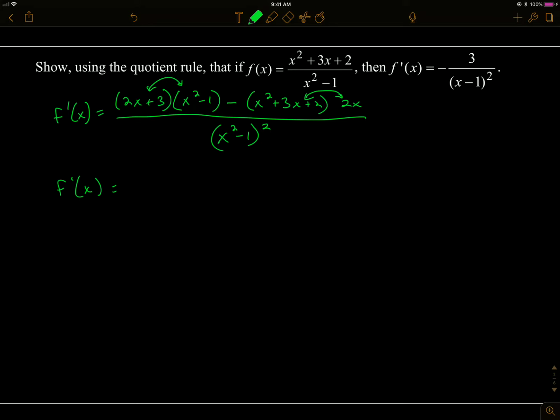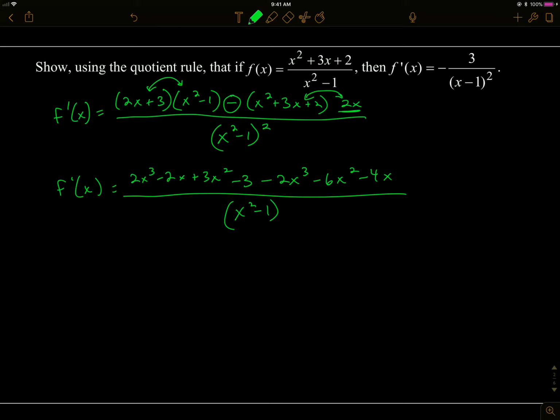So I'm going to get 2x cubed minus 2x plus 3x squared minus 3. And then minus, I'm distributing the 2x, but it's a negative 2x, because this negative kind of sticks with it as I distribute it. So it's going to be negative 2x cubed minus 6x squared minus 4x all over x squared minus 1 squared.